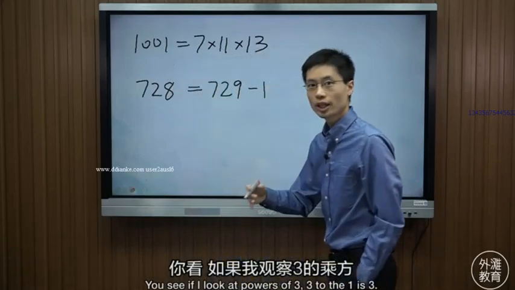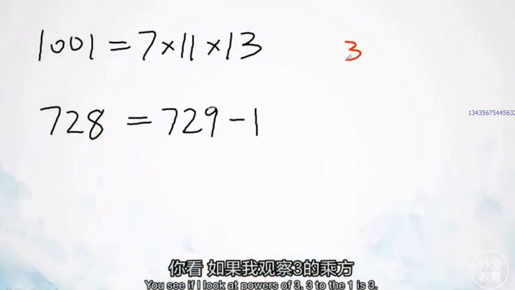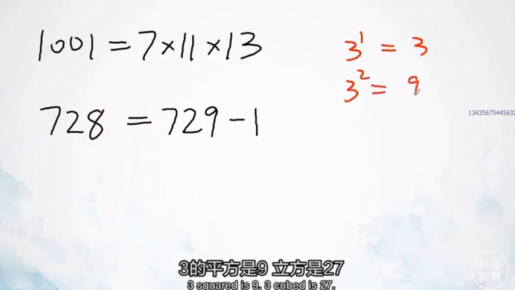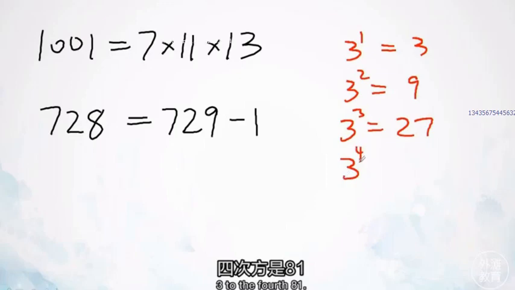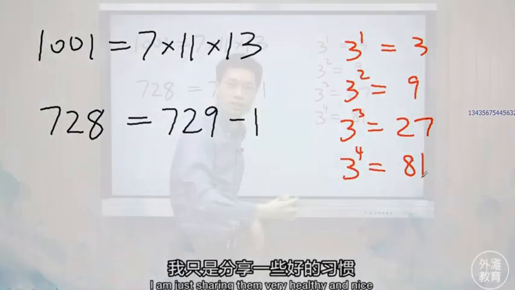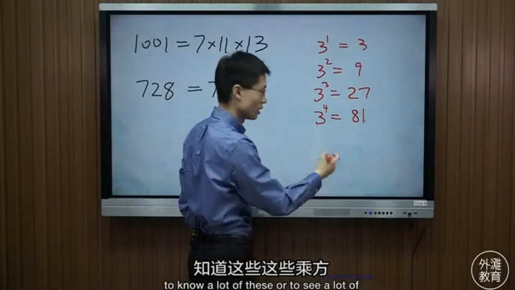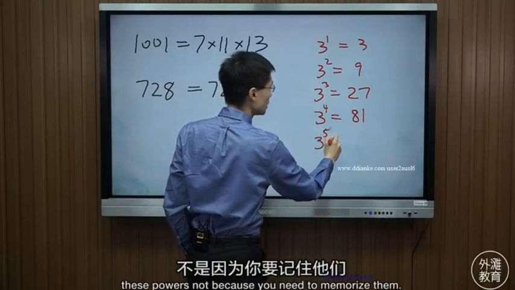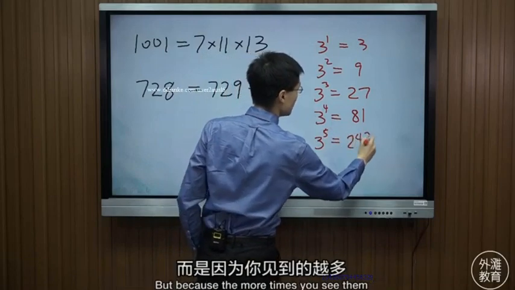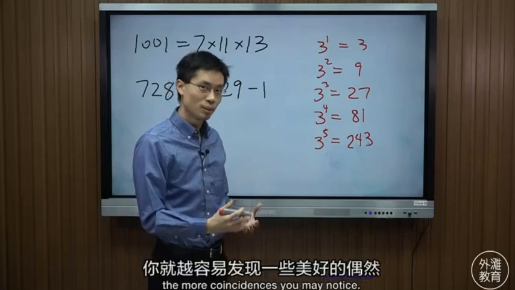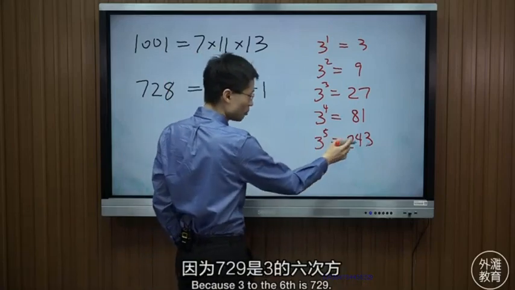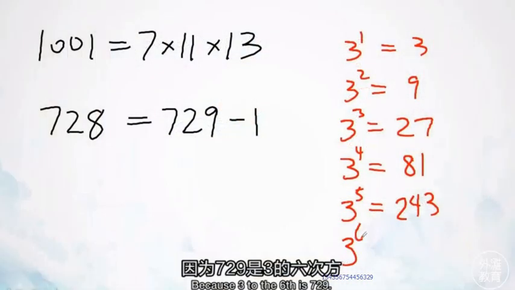You see, if I look at powers of 3, 3 to the 1 is 3. 3 squared is 9. 3 cubed is 27. 3 to the 4th is 81. I'm just sharing that it's very healthy and nice to know a lot of these, to see a lot of these powers, not because you need to memorize them, but because the more times you see them, the more coincidences you may notice. Because 3 to the 6th is 729.